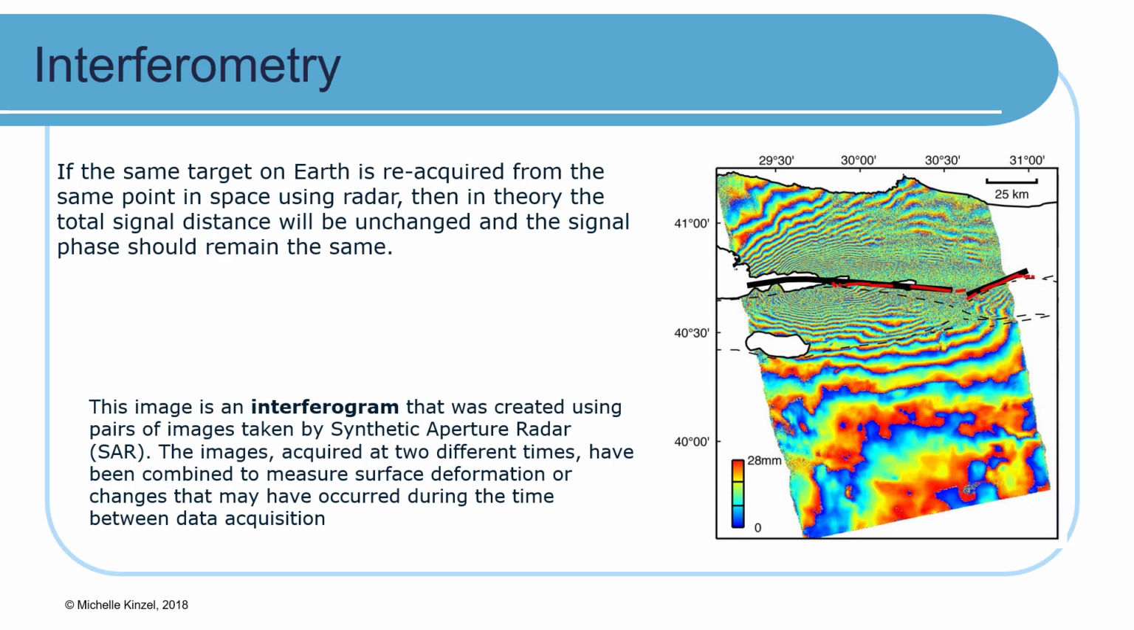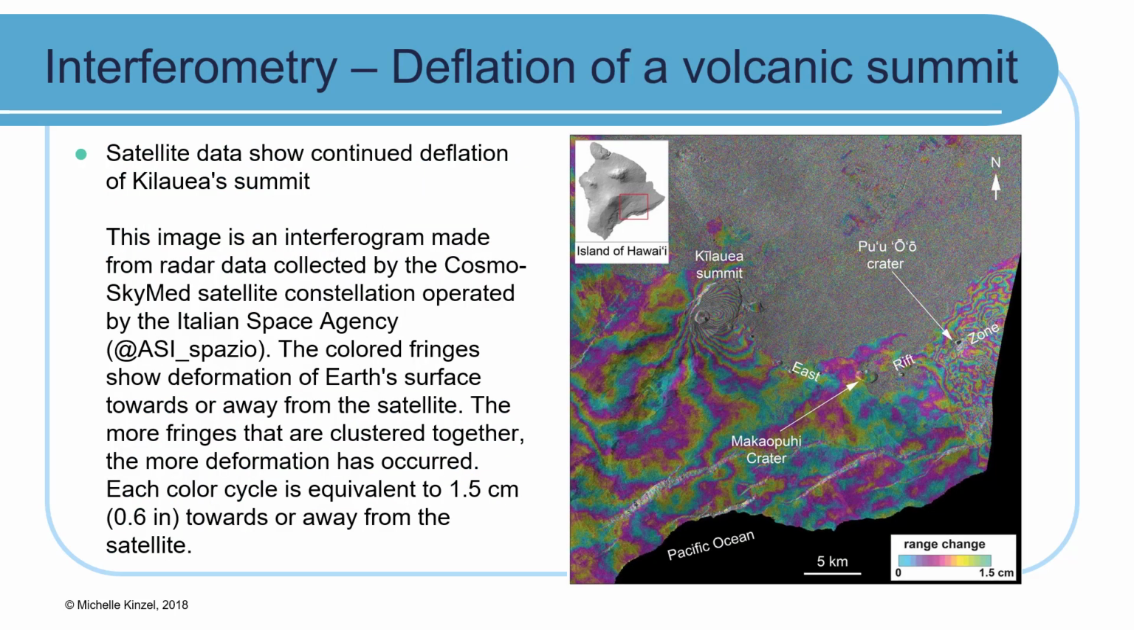More about interferometry. If the same target on Earth is reacquired from the same point in space using radar, then in theory the total signal distance should remain unchanged and the signal phase should remain the same. This image of an interferogram was collected using synthetic aperture radar, or SAR, and the images were collected at two different times. They show surface deformation, which means that changes may have occurred during the time between data acquisition. So interferometry is very popular in earthquake, geological, and landslide studies.